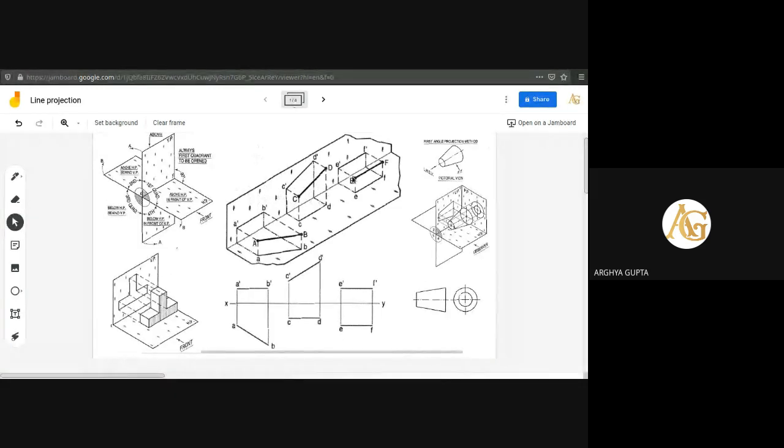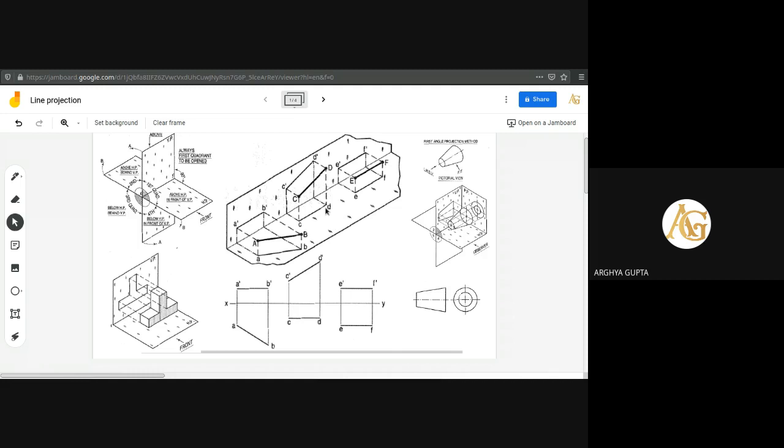So this distance, the distance of E from the XY line, is the distance of E from the vertical plane, isn't it? And small e to E is the distance of capital E from the horizontal plane. So they are drawn like that. Both the lengths are equal, as that is the true length.